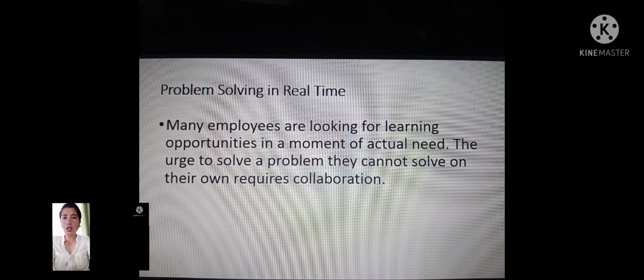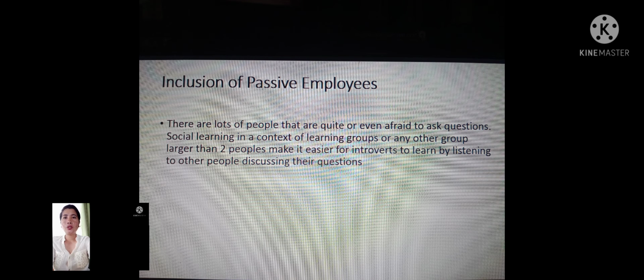Many employees are looking for learning opportunities in a moment of actual need. The urge to solve a problem they cannot solve on their own requires collaboration. Usually the first thing humans will do in this situation is ask others for their ideas. This is much faster than searching for an answer online. So the next one is inclusion of passive employees.